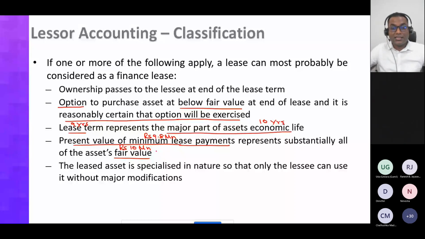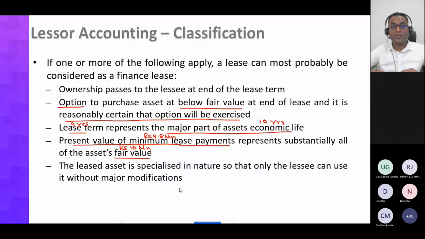The lease asset is specialized in nature so that only lessee can use it without major modification. The particular asset is so specialized, only lessee can use it. Now, let's say there's an asset which has an economic life of 25 years, but you enter into a lease period of 15 years. Even though at the end of the 15 years the asset is given back to the lessor, lessor can't do anything other than selling it as scrap, because it is so specialized, only lessee can use it. Then as the lessor, definitely you have to recover your entire investment through that particular lessee.